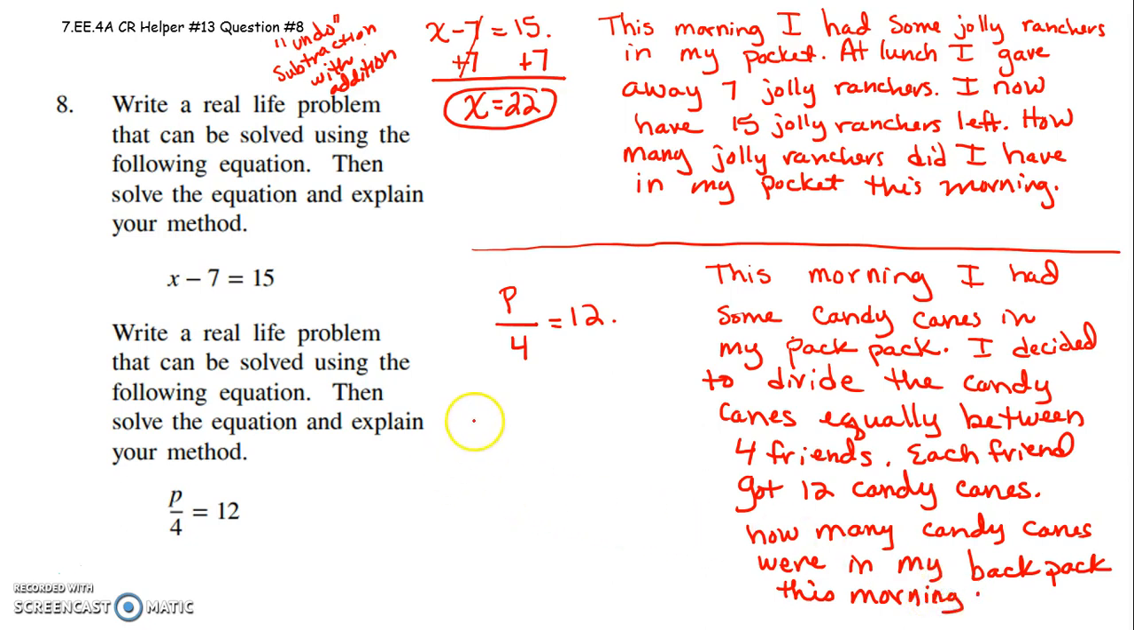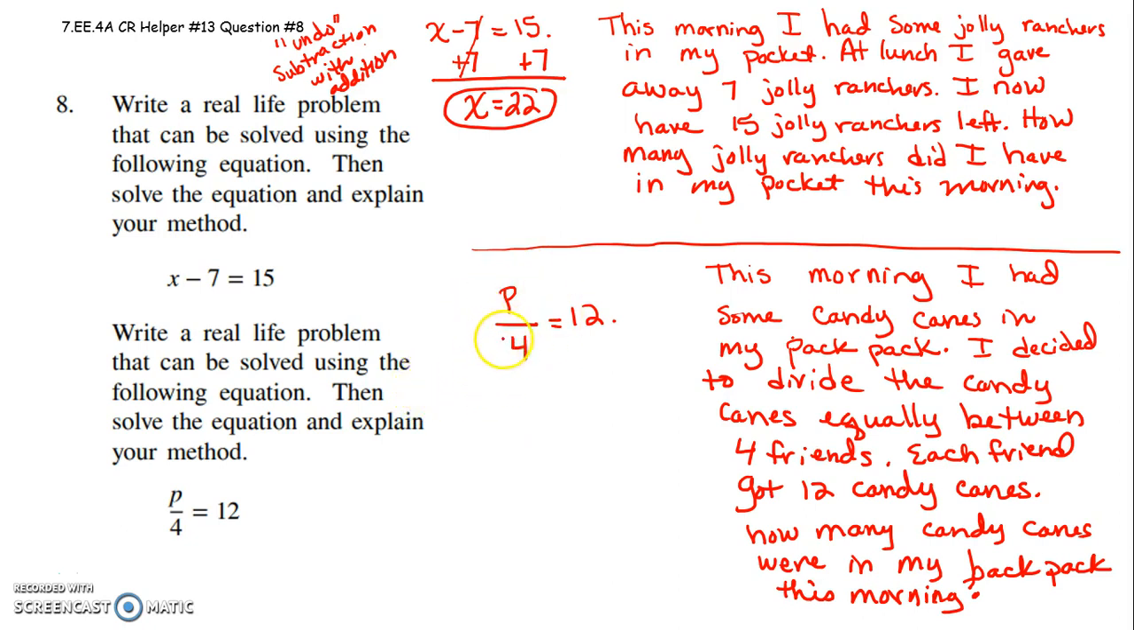So, it can be almost anything. You start with a certain amount of something. You're going to divide it equally between 4 groups or 4 people. And each of those people are getting 12 items. How much did you start with originally? So now we're going to solve this equation to figure out how many candy canes were in your backpack this morning before you started giving them away to your 4 friends.